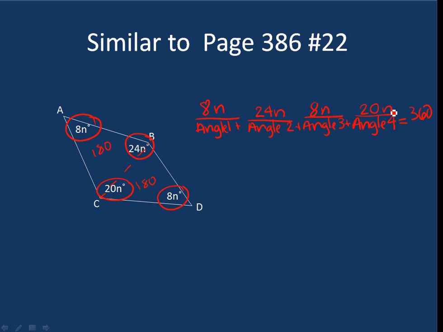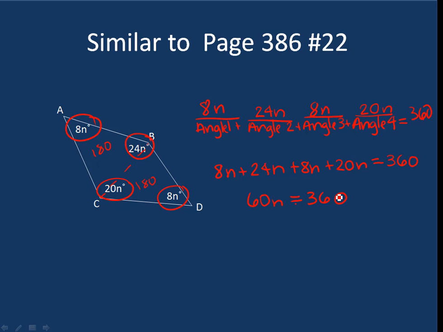Okay, I'm going to rewrite this as a normal equation so it doesn't look funny. Alright, now it's just basic algebra. You can forget about the shape altogether and just focus on the algebra. So we're going to add up all the n's since those are the like terms. And so we have 8 plus 8 plus 24 plus 20, and I get 60. So I just added them all up in an order that made sense to me.